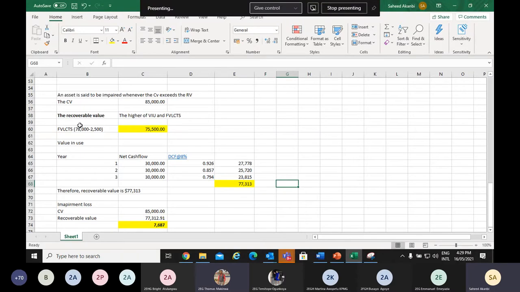If I'm carrying out an assessment for impairment, I need three figures. Number one, carrying value. Number two, fair value less cost to sell. And number three, value in use. So for me to say this figure is my recoverable value, I will pick whichever figure is higher between fair value less cost to sell and value in use. My fair value less cost to sell is 75,500. My value in use is 77,313. Which one is higher? It's 77,313. Automatically, I will drop 75,500. That is no longer useful for me. Are you fine? Yes, that's clear. Thank you.